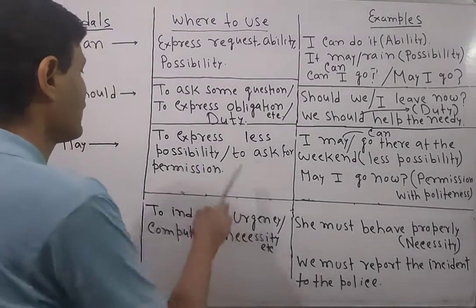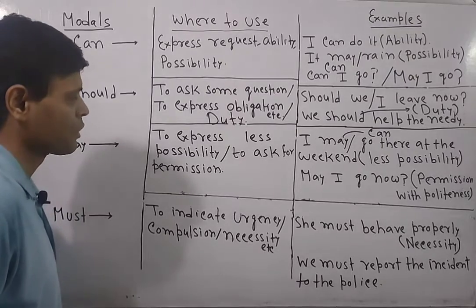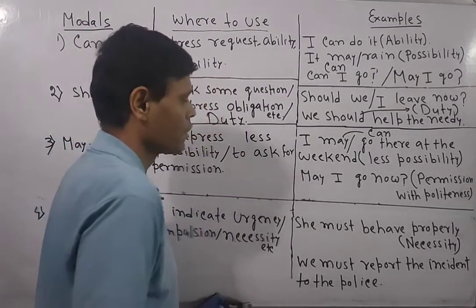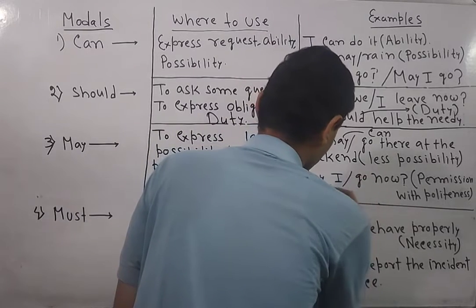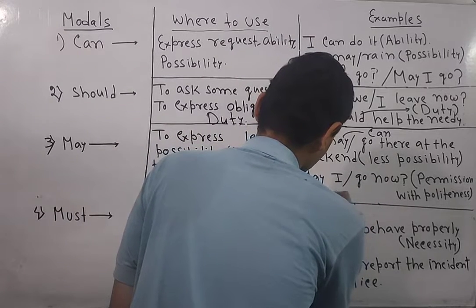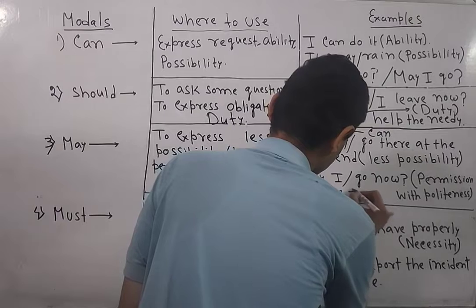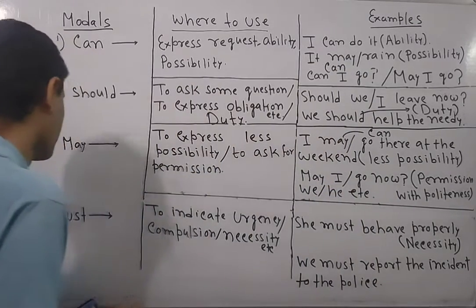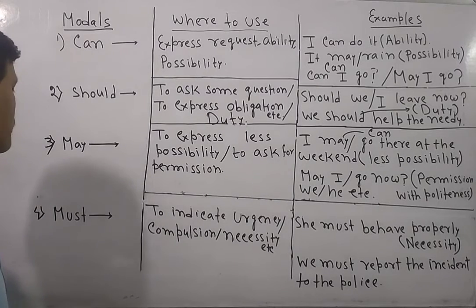So to express less possibility or to ask for permission, you need to select may. So instead of I, we can easily say we, he, etc. Nothing is fixed. Now look through the next option, must.